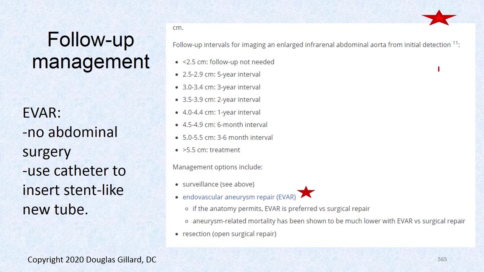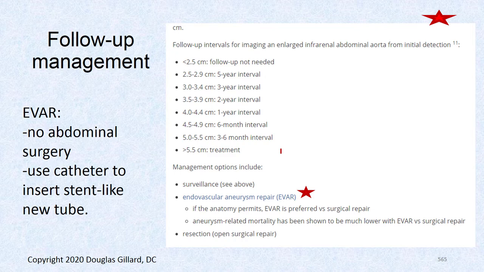So here's the follow-up management. Once they get over 2.5, you've got to keep an eye on them. You don't need to do anything for about 5 years. But as they get bigger, once they get between 4 and 4.5, you've got to repeat your imaging studies just to make sure it hasn't grown. And once they get over 5, I mean 5.5, you have to have them fixed. They can get really big, though.